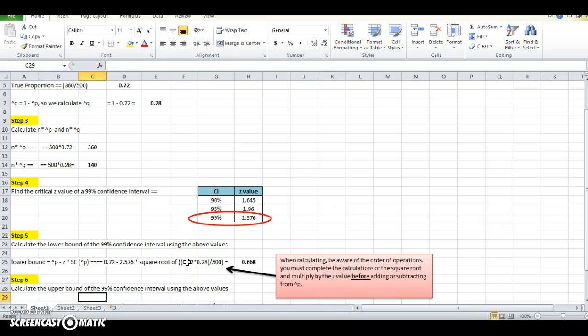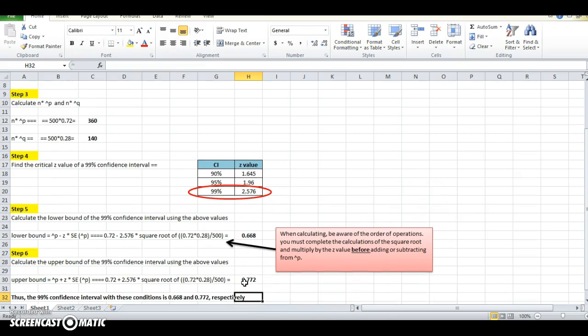This is just to give you a sense of how the equation looks. And remember your order of operations. It's really important what you do first. In this case, remember that the square root takes precedence. You want to complete the formula inside first, so that allows you to take the square root, followed by multiplying that result by the z-value, and then subtracting from p. After all that's done, the lower bound is 0.668, as you see up here. That's how the formula looks in Excel. It's a little bit unorthodox in Excel in terms of logically laying it out.